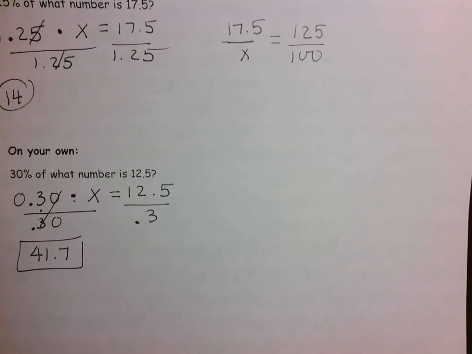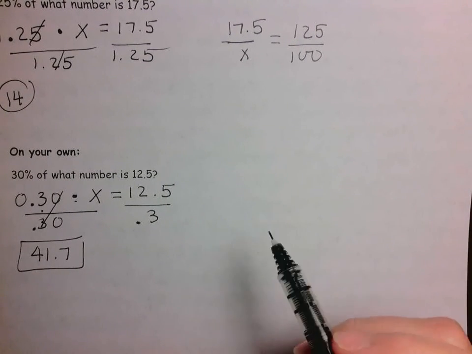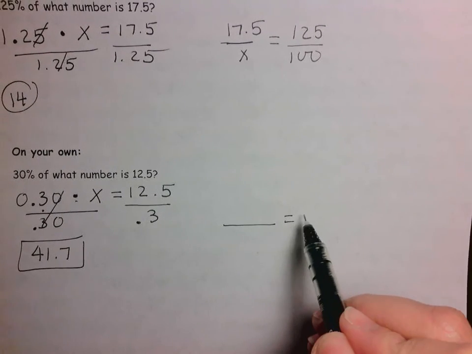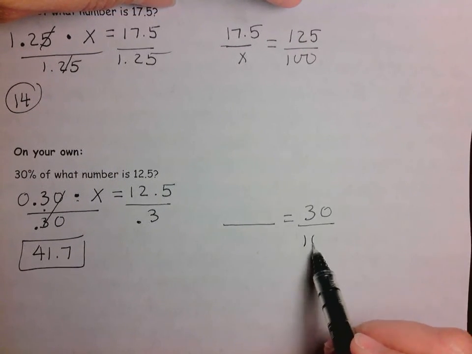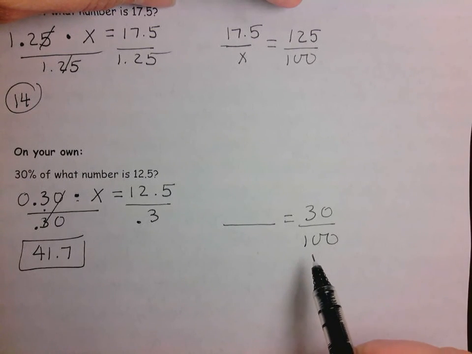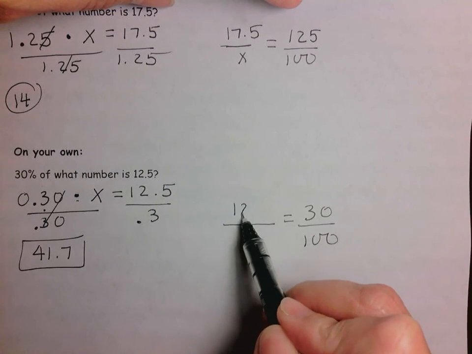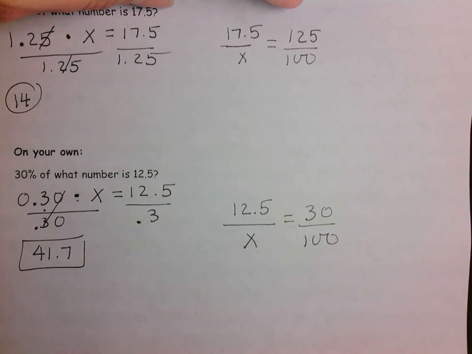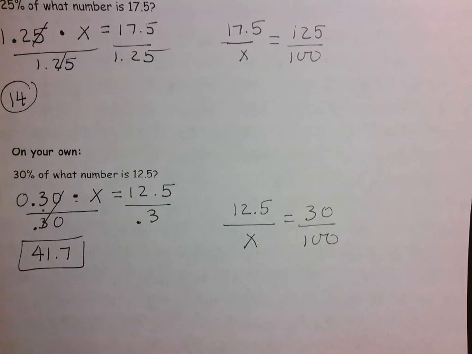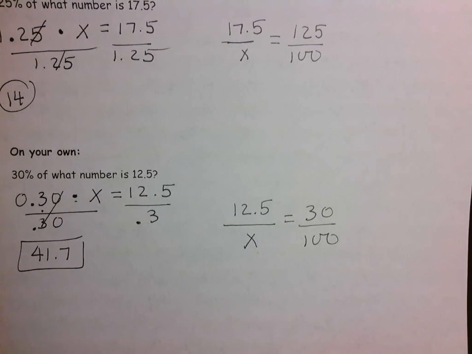Another way I can do that, 30% of what number? There's my 30%. Of what number is 12.5? So I have my part and I'm missing my whole. Okay, so go ahead and do your practice problems, and again, you can go ahead and solve these any way you want, whichever way you feel more comfortable.